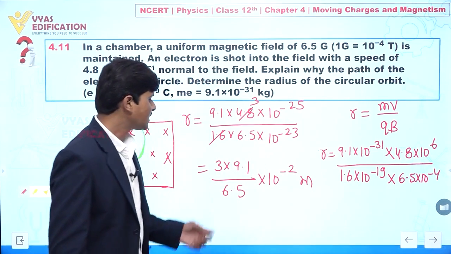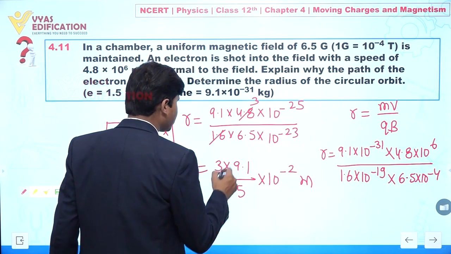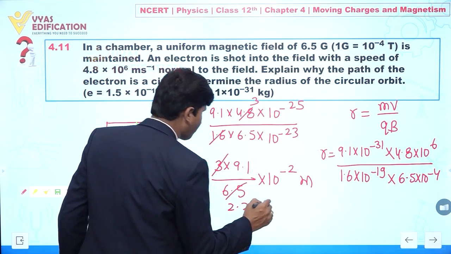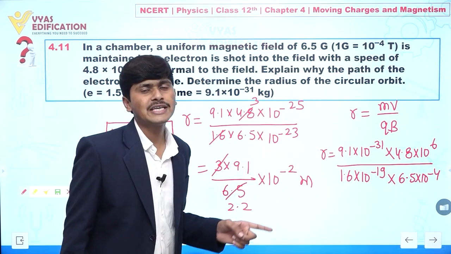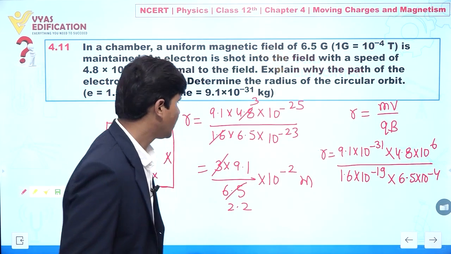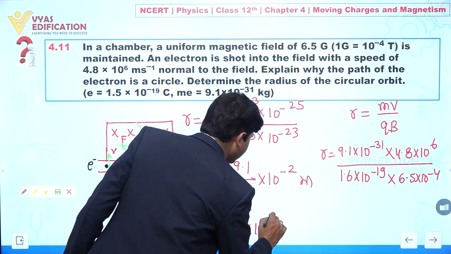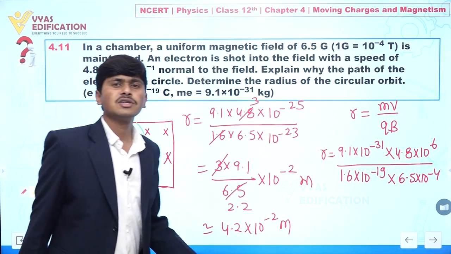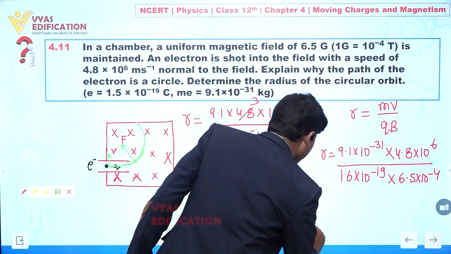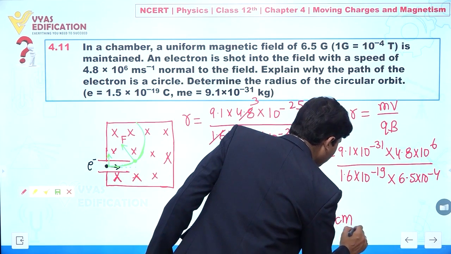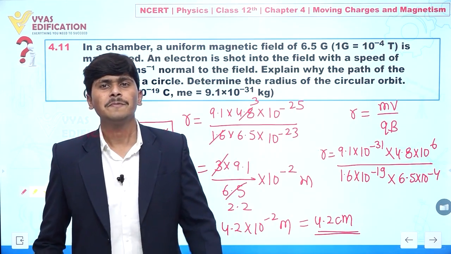Now let's suppose I am assuming this is approximately 6.6, so 6.6 means we can say this is 2.2. Now 9.1 divided by 2.2, or 91 divided by 22, is approximately 4.2 × 10^-2 meter. So this is the radius of this circular path, and we can also say the radius is 4.2 centimeter. So this is all about this question.